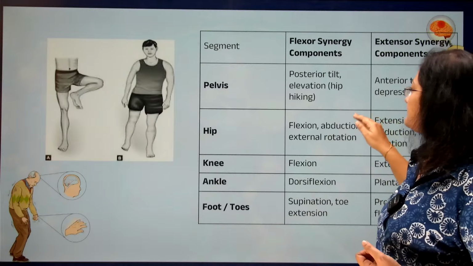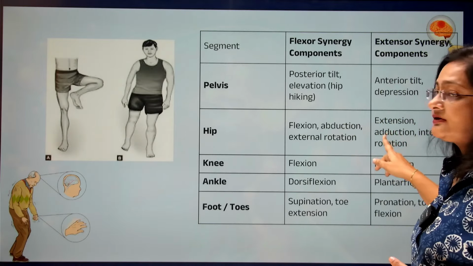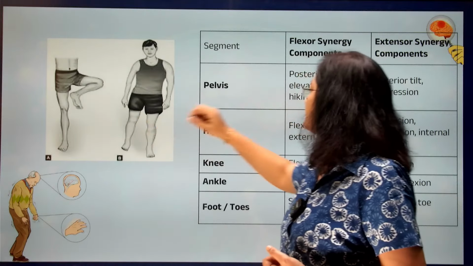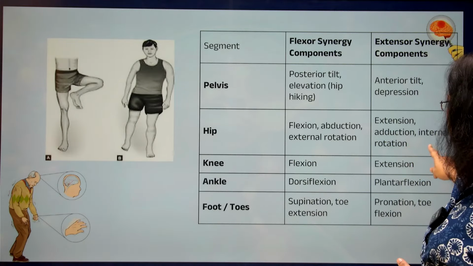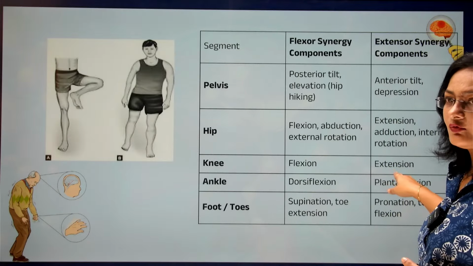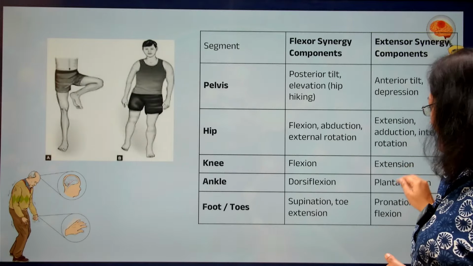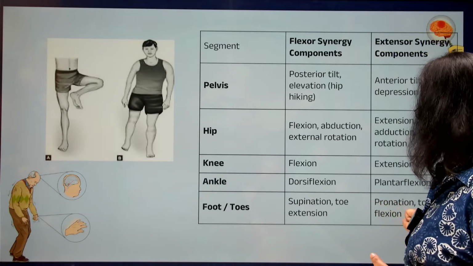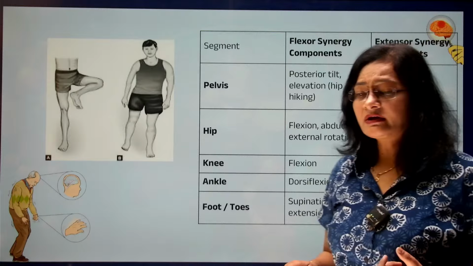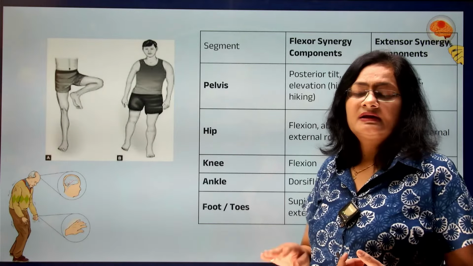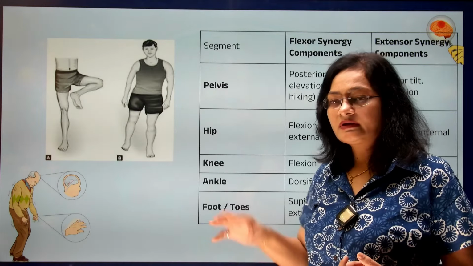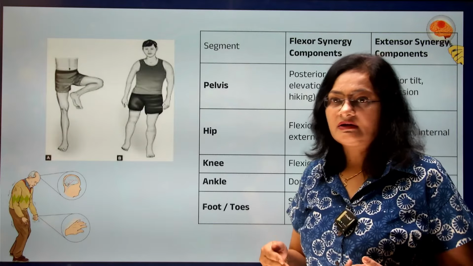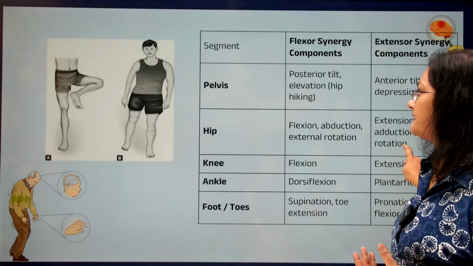Ankle will be in dorsiflexion, and foot and toes will be in supination and toes will be in extension. Now for the extensor synergy pattern, there will be anterior tilt or depression of the pelvis, as you can see, depression or anterior tilting, extension, adduction and internal rotation of the lower limb, knee extension, ankle plantar flexion and pronation of the foot, and toes are also in flexion. So again, everters of the foot never develop spasticity. So in any of the synergy patterns, the foot posture will always be inversion, or inverted foot posture will be present.